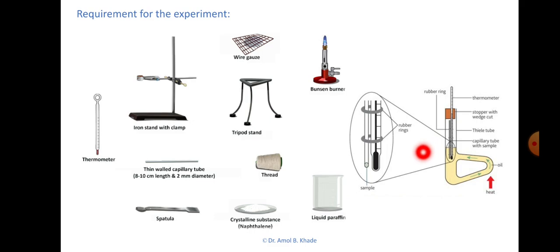So you should carefully observe the level of the liquid paraffin in this tube and at what point you have to insert this thermometer containing the capillary which has your solid sample. And you have to make sure the upper end of the capillary is not dipping inside the Thiele tube. So like this, you have to attach your substance in the capillary.